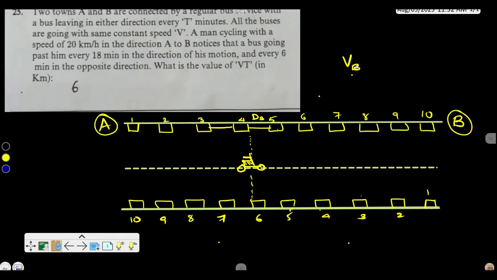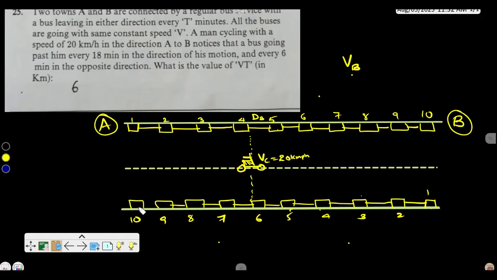Now, all the buses are going with the same constant speed v. A man is cycling, and the velocity of the cyclist that has been given is equal to 20 kilometer per hour. Now, as the buses are moving with constant velocity, the distance between these buses would be a constant value. Even in this direction also, it will be the same value. The distance between any two buses would be the same value.